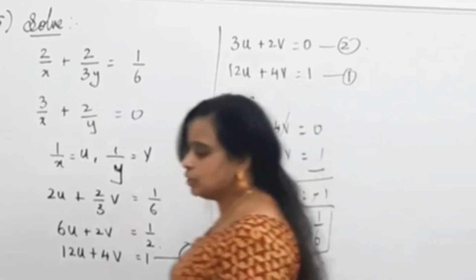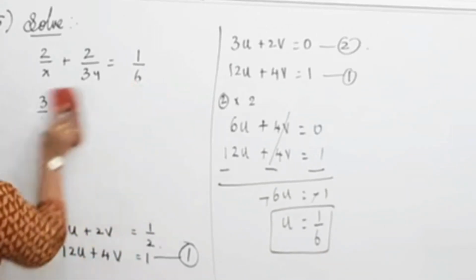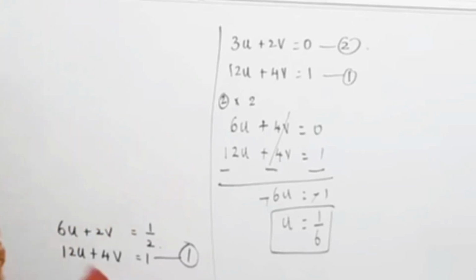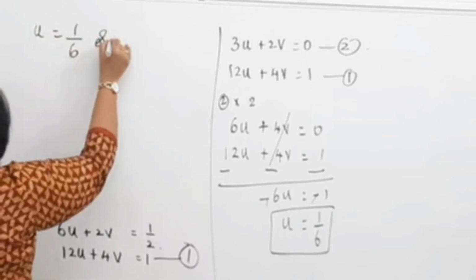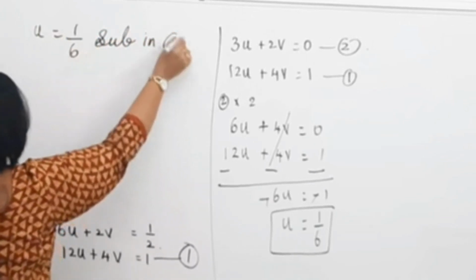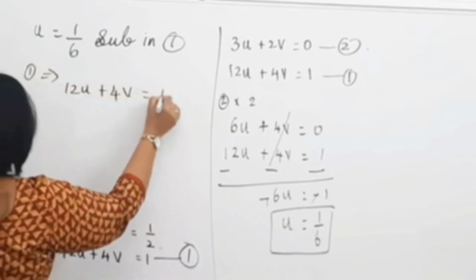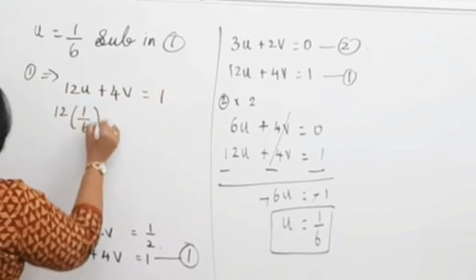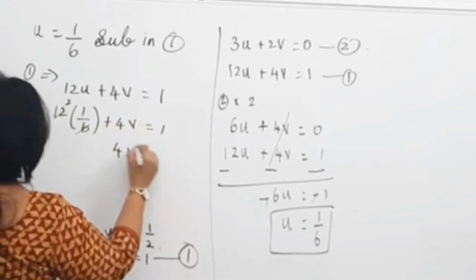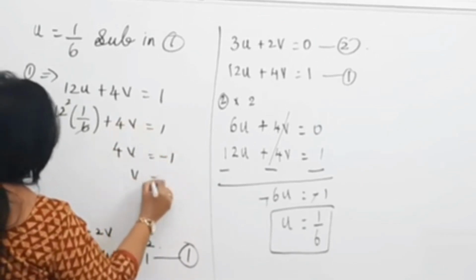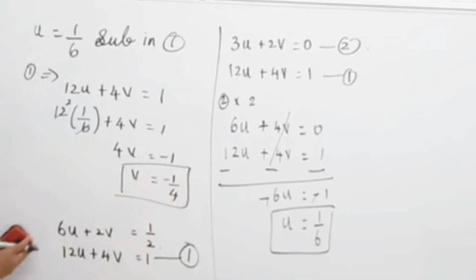Now, I will go and substitute in any one of these two equations. So, for my v value, I will substitute u is equal to 1 by 6 in the first equation. So, my first equation says 12u plus 4v equal to 1. So, 12 into 1 by 6 plus 4v equal to 1. It gets cancelled too. So, 4v equal to 1 minus 2, that is minus 1. v equal to minus 1 by 4. I got it. Now, my aim is to get my x and y.